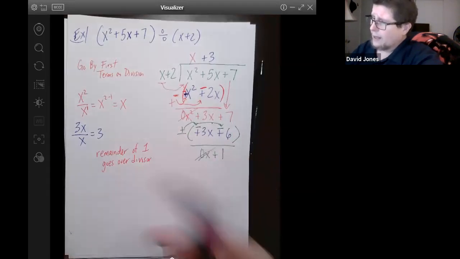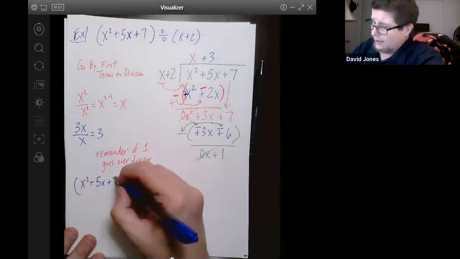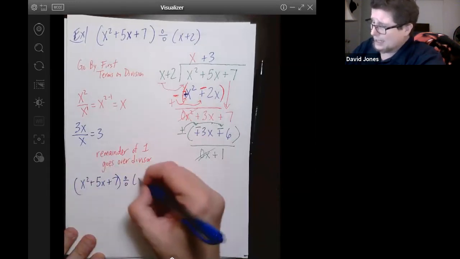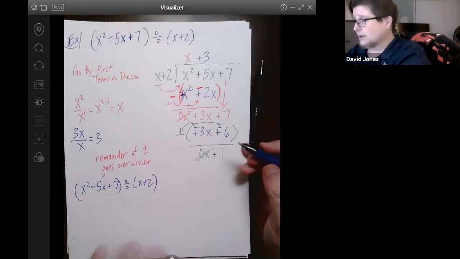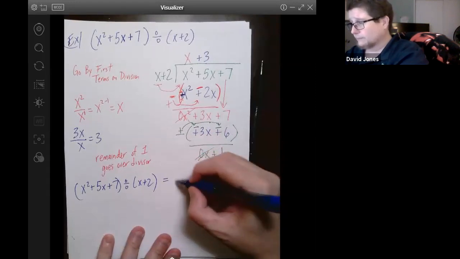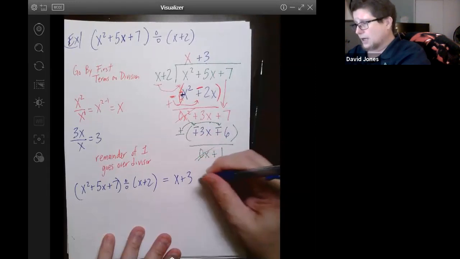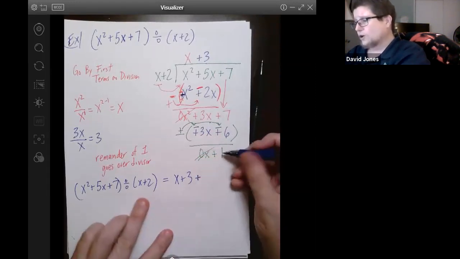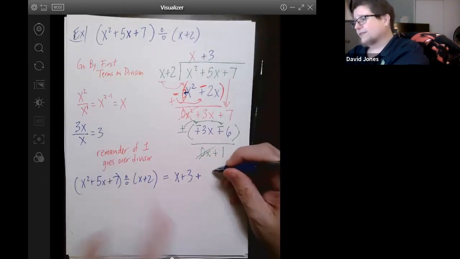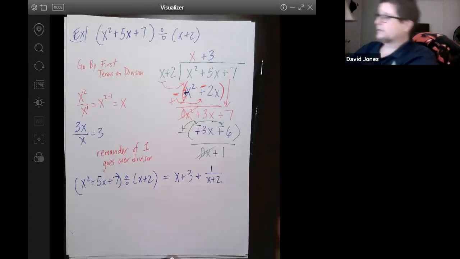So, x squared plus 5x plus 7 divided by x plus 2, that's the problem we started with, equals the result on top and then plus 1 over the remainder, or 1 over the divisor. The divisor was x plus 2, 1 over x plus 2. Okay?